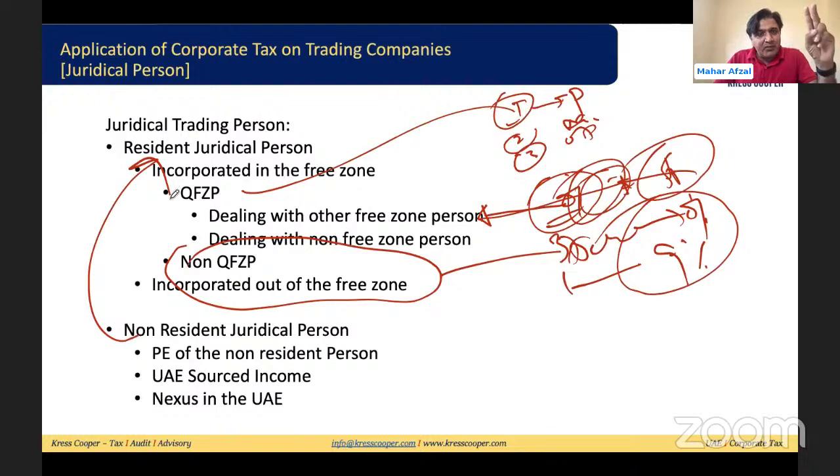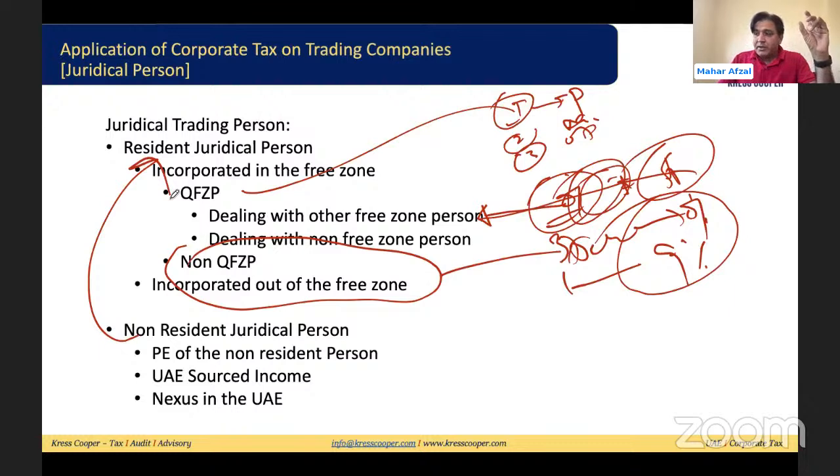Now the difference between these two is that for the PE of the non-resident person, income attributable to the UAE will be subject to tax. For the resident trading company, their worldwide income will be subject to tax. Okay, the non-resident trading company might be earning some UAE-sourced income. Again, take a company registered in the UK: from the UK, they might be earning UAE-sourced income as well.